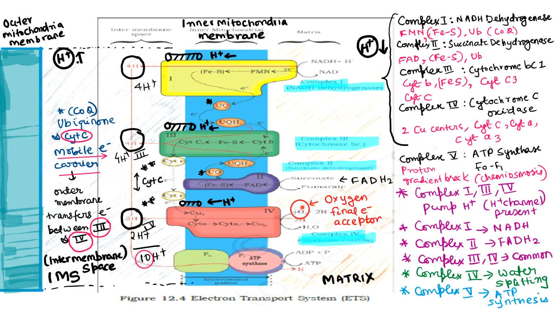Finally, electrons from FADH2 are accepted by the oxygen and water is formed. So oxygen here acts as the final acceptor. The electrons released from FADH2 move through complex 2, then 3 and 4. So for NADH, the complexes involved are complex 1, complex 3 and complex 4. For FADH2, complex 2, complex 3 and 4 are utilized. So we saw the movement of electrons.